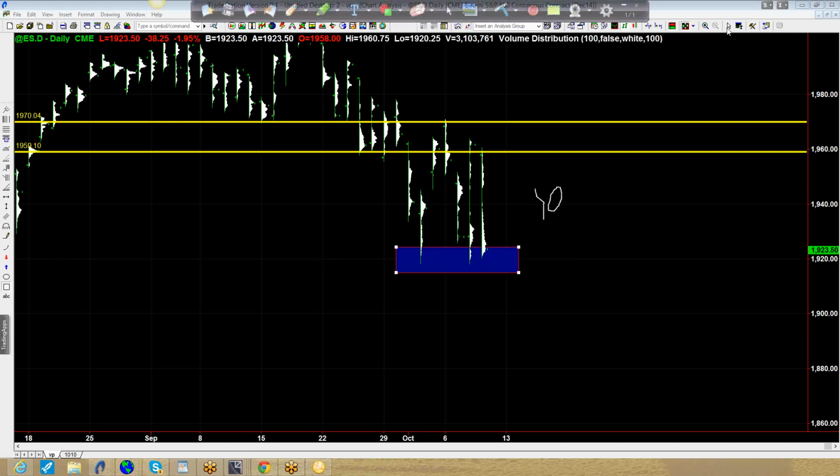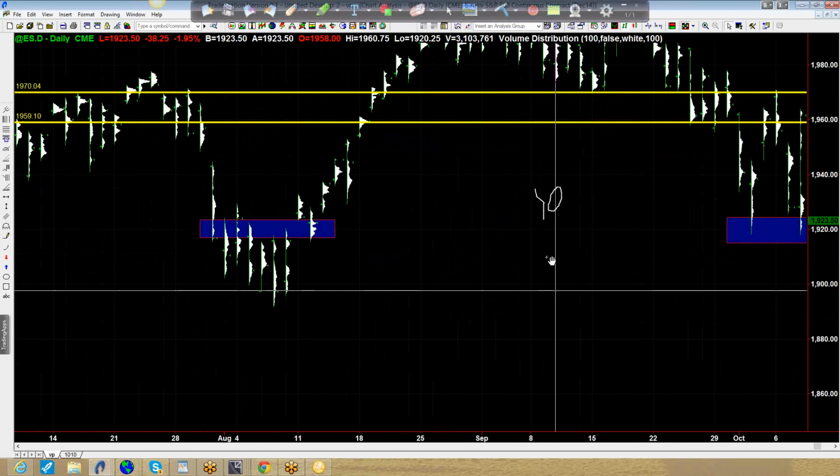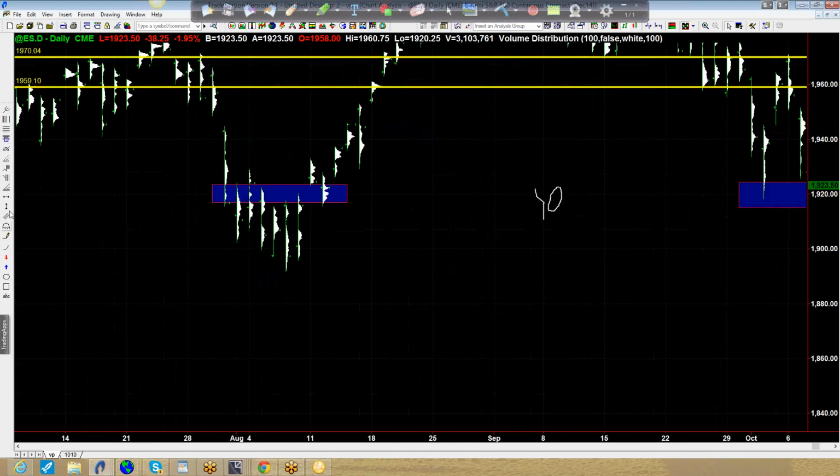Below here, below this 1920, this area right down here, from here down to here becomes critical. This was back in August, right? If we come down through here, so we're essentially opening here, I would not bet that we are going to break below this level today.